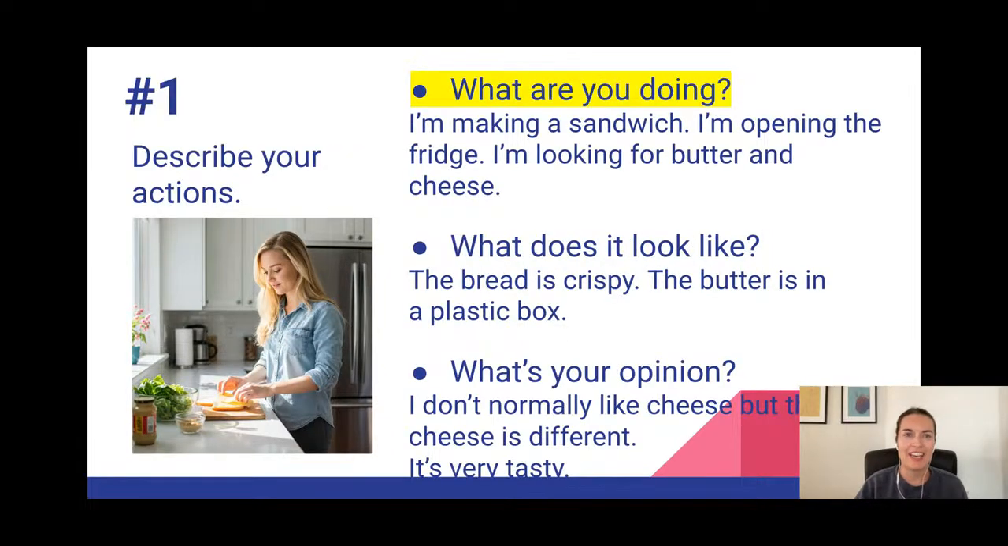So imagine you're making lunch. You can use it to practice some speaking. So for example, you can say to yourself, I'm making a sandwich. I'm opening the fridge. I'm looking for butter and cheese. So you're describing your actions just to practice. What does it look like? So take something that you can see when you're doing this action and describe it. The bread is crispy. The butter is in a plastic box. So this is just an opportunity to use everyday activities to practice speaking.